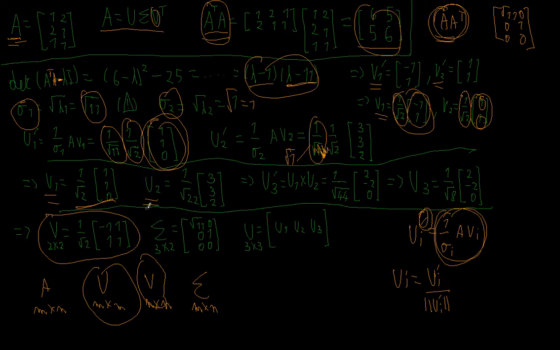And now we need a third vector u, the u sub 3, because remember I said that U is an m by m matrix. Here m is 3 because A has 3 rows, so we need a 3 by 3 matrix for U, so we need a third vector. We can't use this formula anymore because we don't have a third non-zero singular value. If the singular value is 0, you cannot divide by 0, so you can anyway not use this formula.